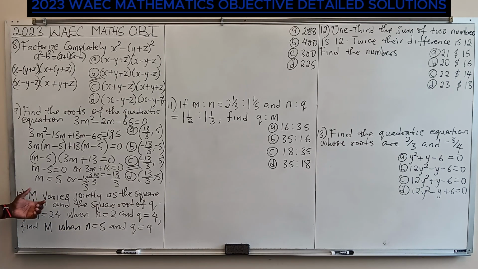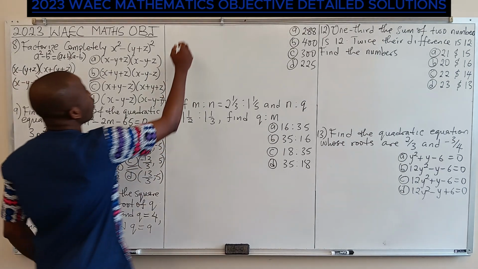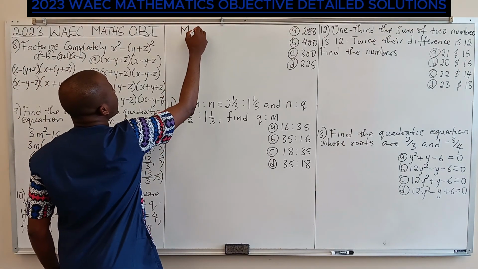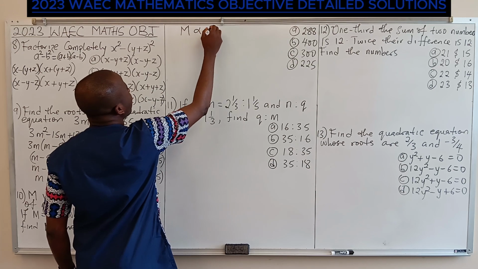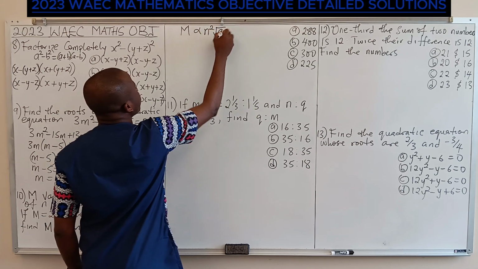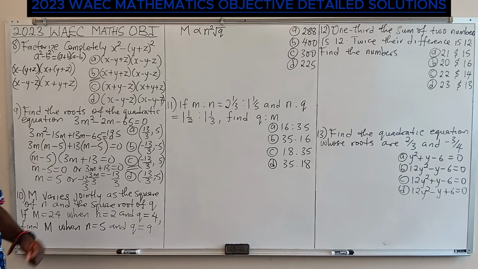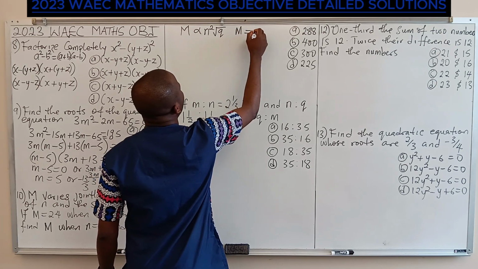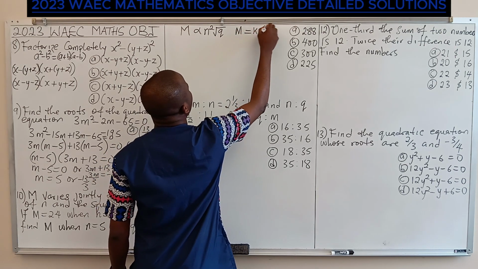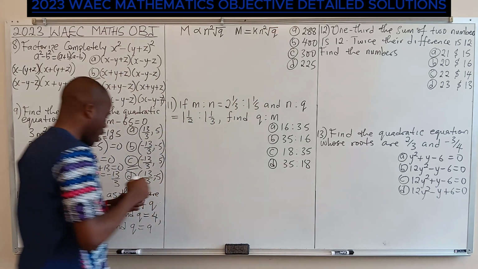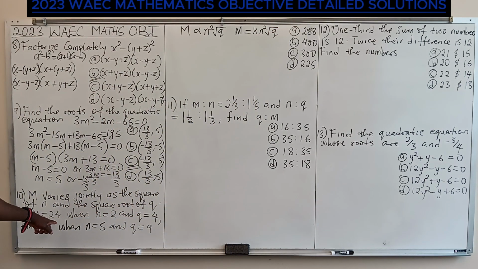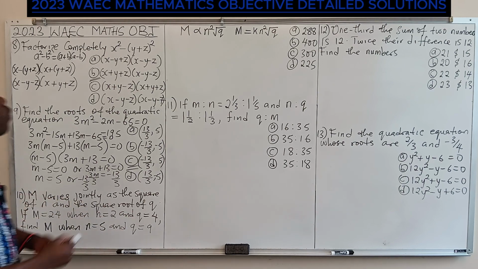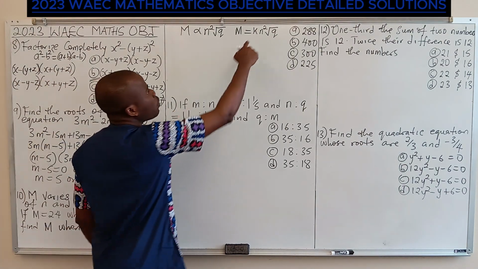Question 10 says m varies jointly as the square of n and the square root of q. Let's take it little by little. M varies jointly as the square of n and the square root of q. And so if we introduce the constant of proportionality, we will have that m is equal to k n squared square root of q. Now, we are told m is 24 when n is 2 and q is 4. So if we substitute, we want to get what k is.